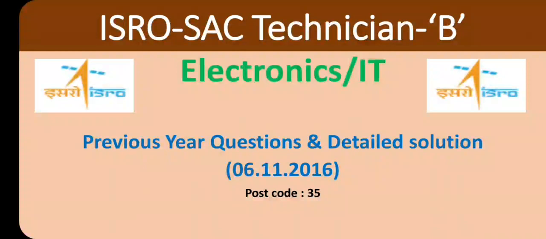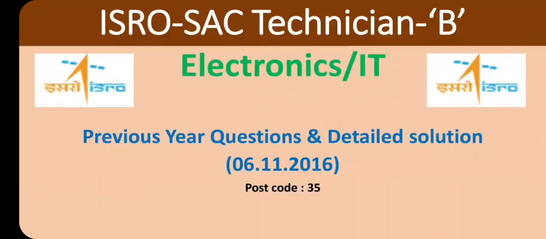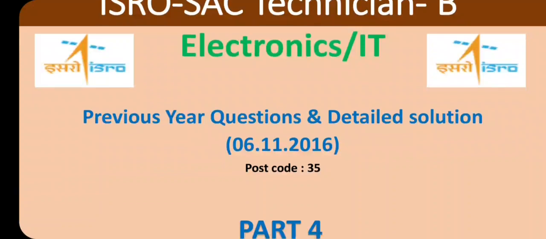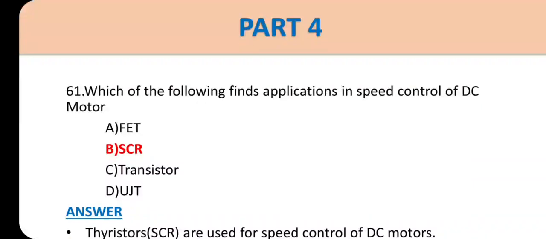This is the fourth part of previous year questions and detailed solution of ISRO Space Application Center Technician B Electronics, the exam conducted on 6/11/2016. The postcode is 35. Up to question number 60 we discussed in the last three parts. So consider question number 61.